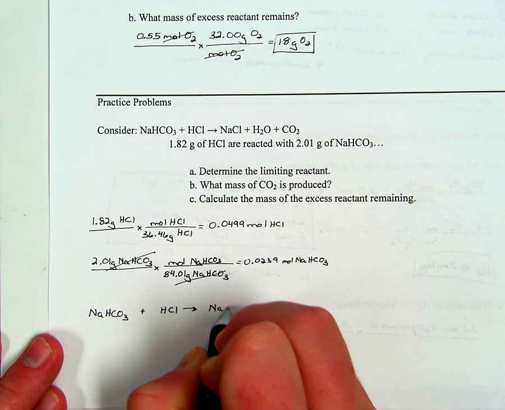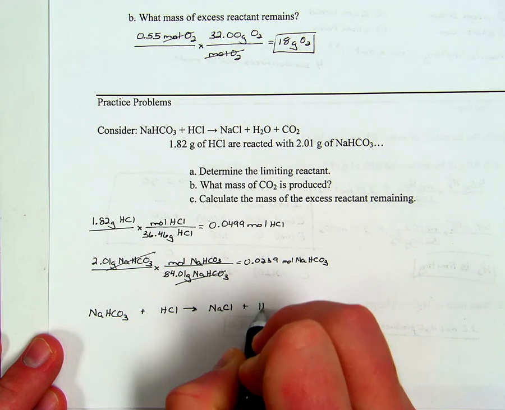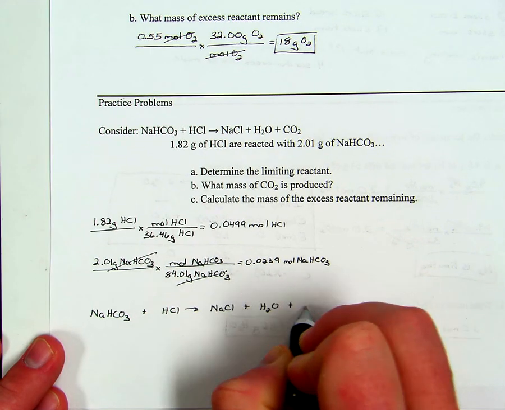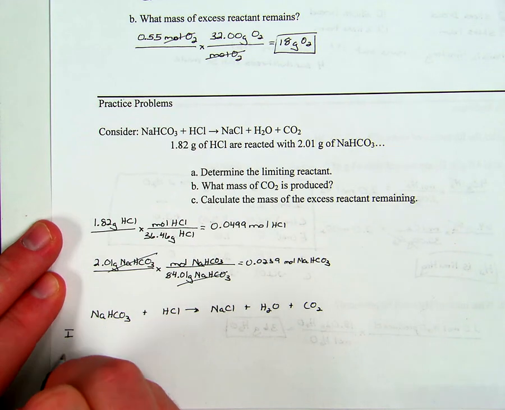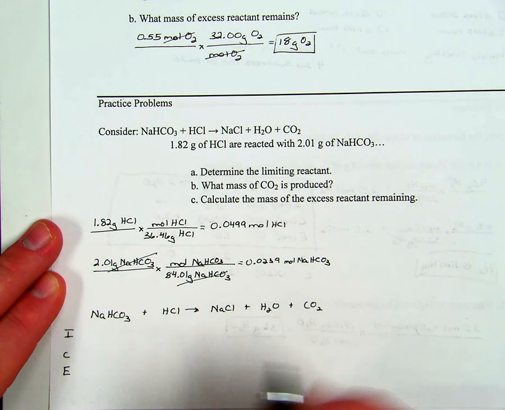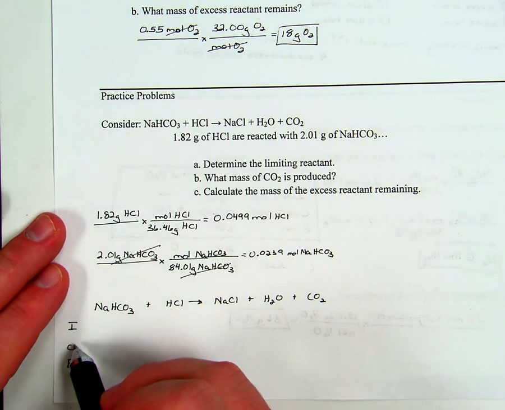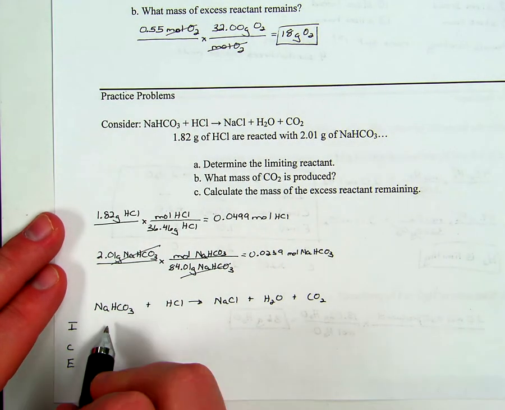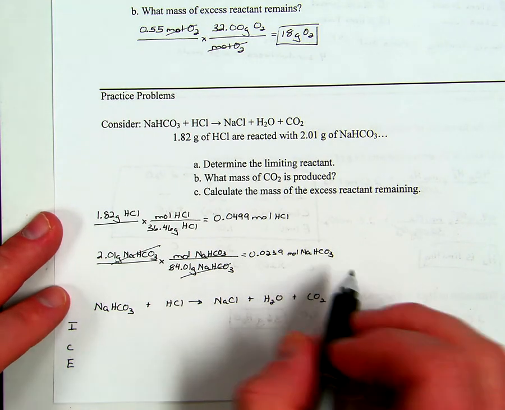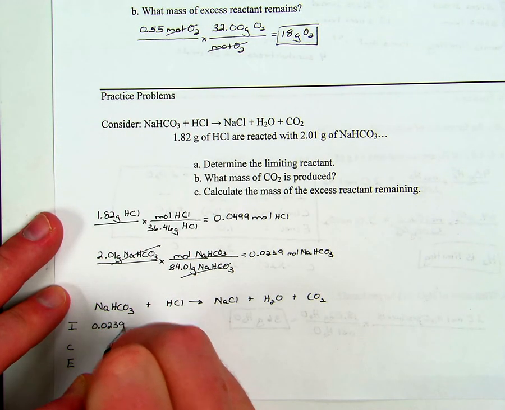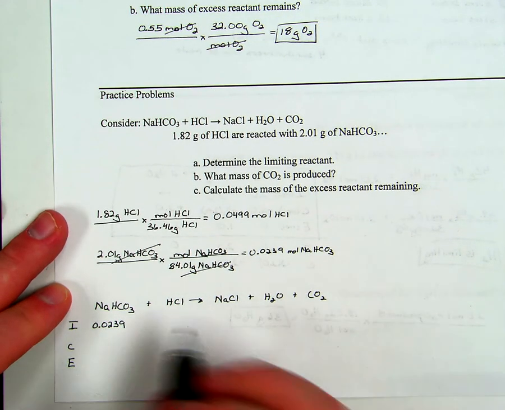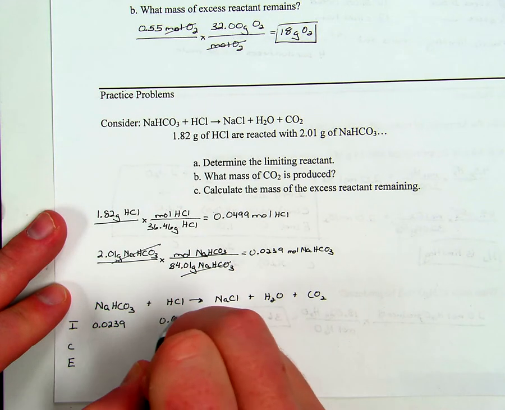So again, I just write the word ICE down the left side. ICE standing for, again, initial, change, and end. So I start with NaHCO3. I have 0.0239 moles of that. I have 0.0499 moles of HCl. And I have none of the products to start with because the reaction hasn't occurred yet.